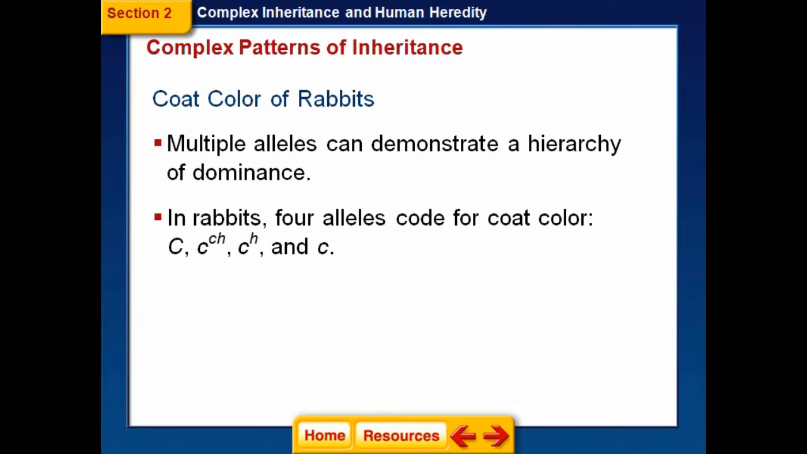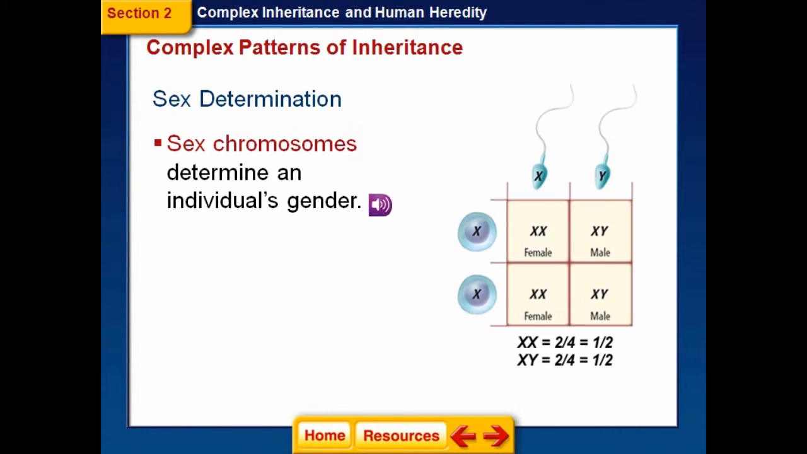Okay, now we're just talking about rabbits. Multiple alleles can also happen in rabbits in terms of coat color. Rabbits can have 4 different alleles: C, little c-ch, little c-h, and little c.